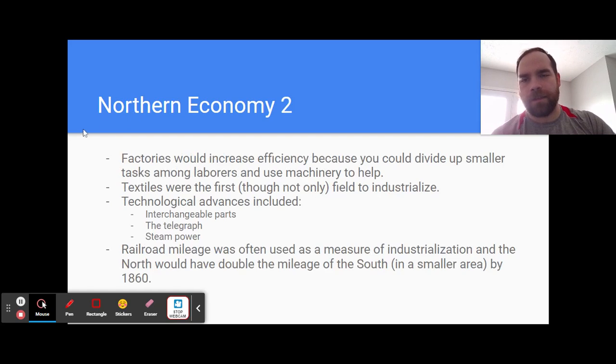All right, last slide today. So, Northern economy 2. Factories are going to increase efficiency because you can divide up smaller tasks. We talked about that, kind of the division of labor side of things. Textiles are usually the first thing that you industrialize. Making clothes, for whatever reason, is usually the first and easiest thing you can do. You can turn a profit.